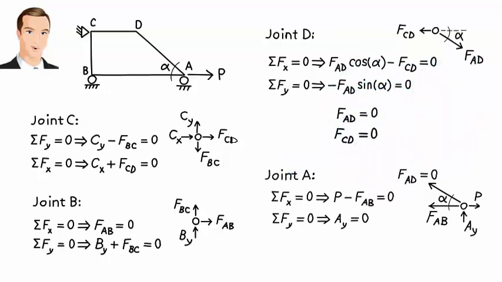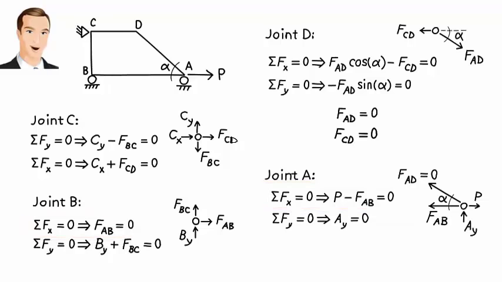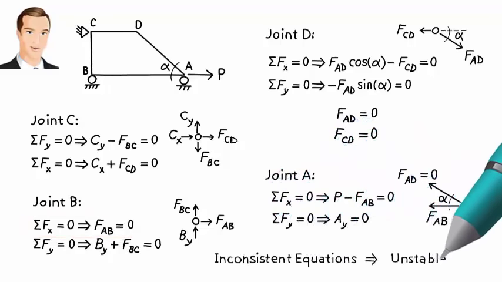Are the equations consistent? We can definitely answer the question by going through the process of solving the equations for the unknowns, say, using the Gaussian elimination method. But in this case, we don't have to. When I visually scan the equations, I notice a problem. This equation says FAB equals 0. But this one says FAB equals P. And since P is not 0, then we have contradictory equations. This implies the truss is unstable.